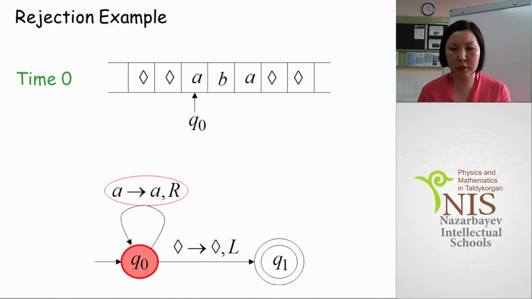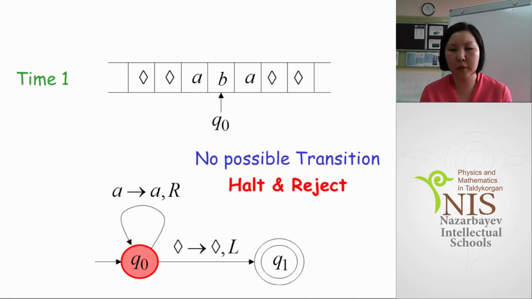An example of rejection. The same action, but another input string. Here also with letters A, we see the letter B. But in our action diagram, we can't see any transition to letter B. It means when it sees A, it leaves it as it is, go right, and leave the state also. But for the letter B, there is no possible transition, and therefore it halts and rejects.